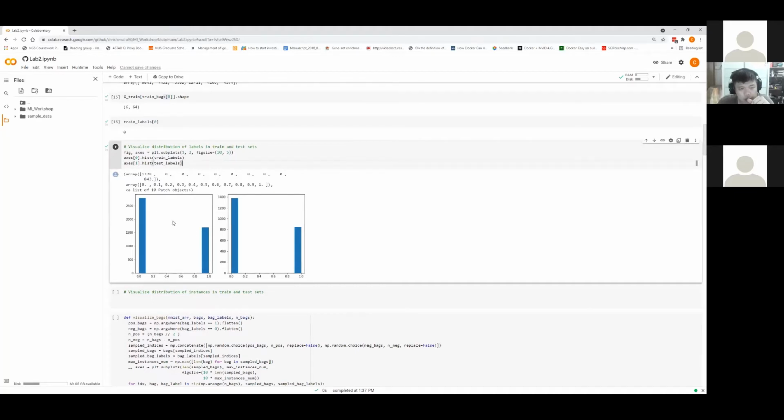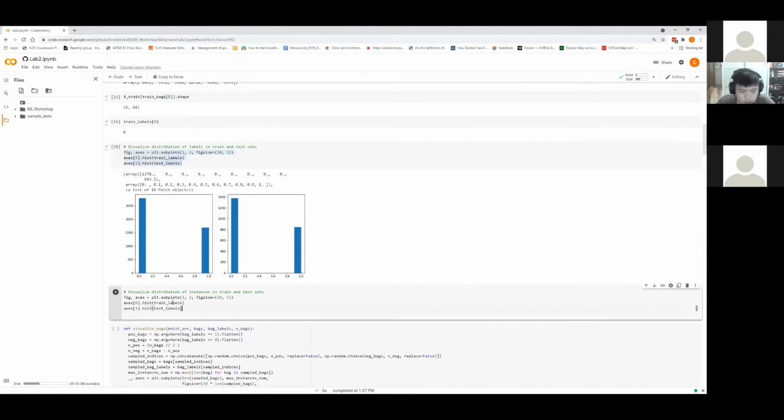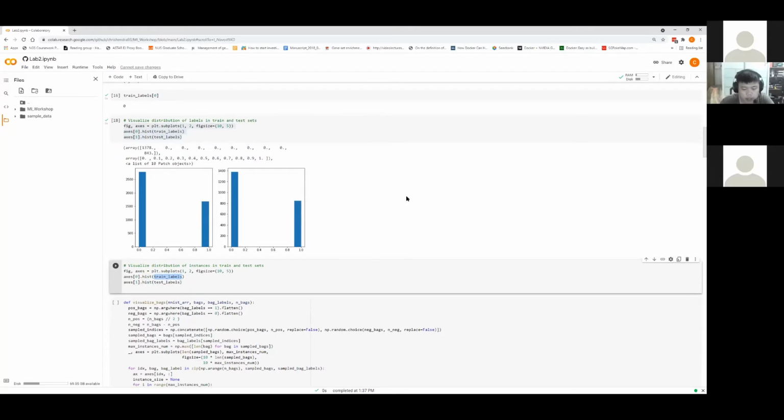The first histogram is of the train set. There are roughly 2,800 perhaps of class 0 and roughly 1,800 of class 1, and the ratio seems to be proportional between train labels and test labels. Next, we can copy the cell, and we want to visualize how many instances each bag contains. You can do this by typing this.